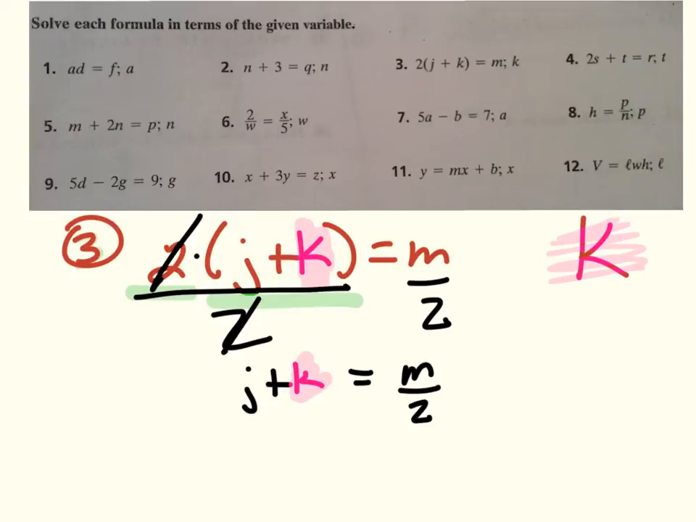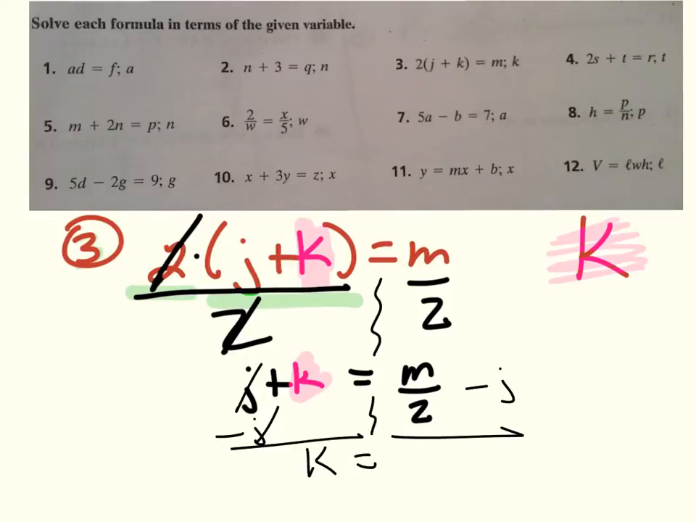This time, I can get rid of the j by simply subtracting j. So I'm going to subtract j on both sides. Now notice where I put it. Bring down your k, bring down your equal sign. Notice it's straight down. And I have m divided by 2 minus j.